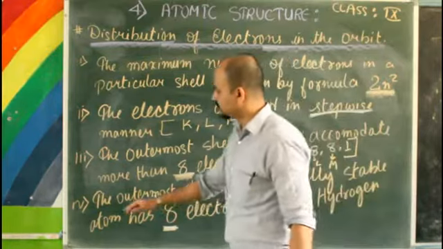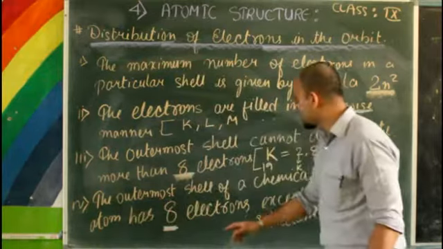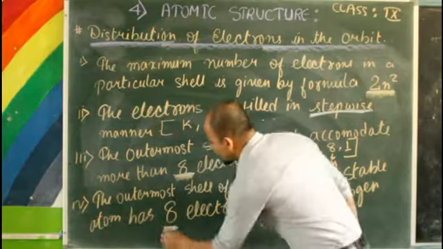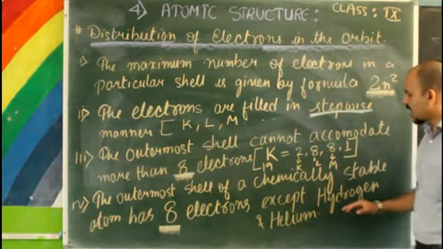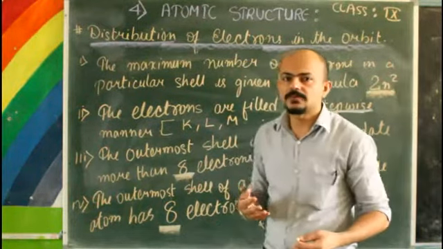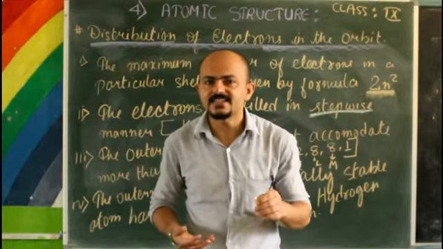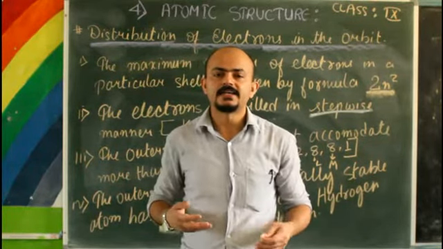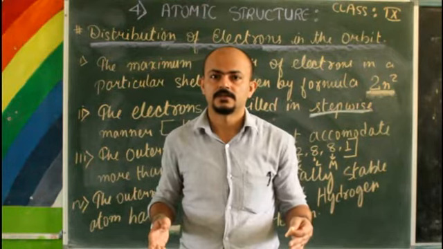Now the fourth point tells us that the outermost shell of a chemically stable atom has 8 electrons. Please remember, 8 electrons except for hydrogen and helium. Now this you have to remember. If an atom is chemically stable, then it has to have how many electrons? 8 electrons. Once it has 8 electrons in its outermost shell, that is its valence shell, then it becomes very, very stable. After that, it doesn't react.